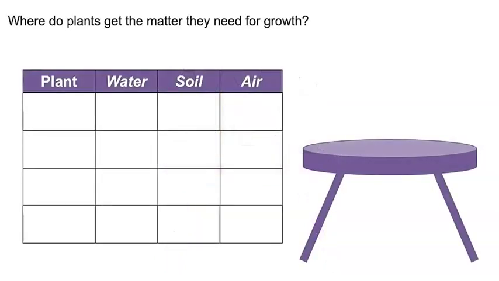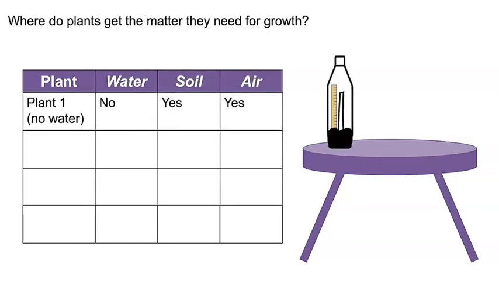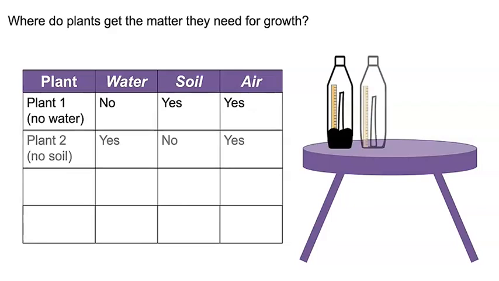Now that we know how to set up our investigation, let's discuss how to make sure we keep it fair. We've identified possible sources of plant matter. Each of these possible sources of plant matter is a variable that we need to test one by one. Plant 1 will not receive water, but it will receive soil and air. Plant 2 will not receive soil, but it will receive water and air. We will put a paper towel in the bottom of the bottle.